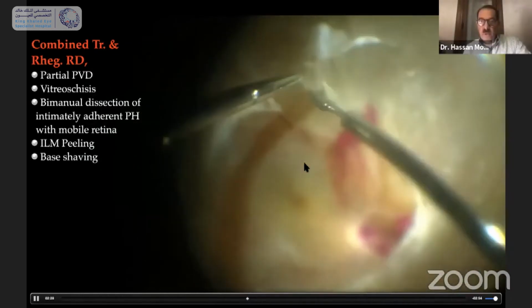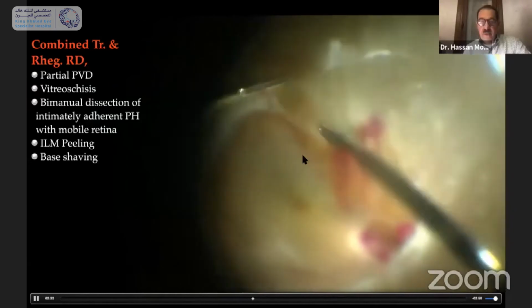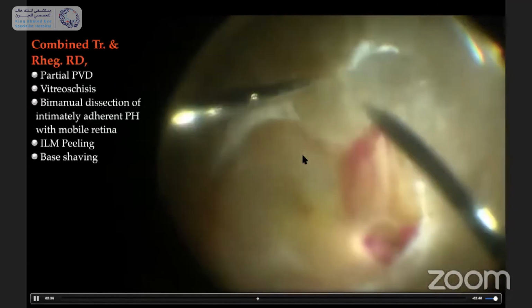The videos are not working? It's working fine. It's working fine.